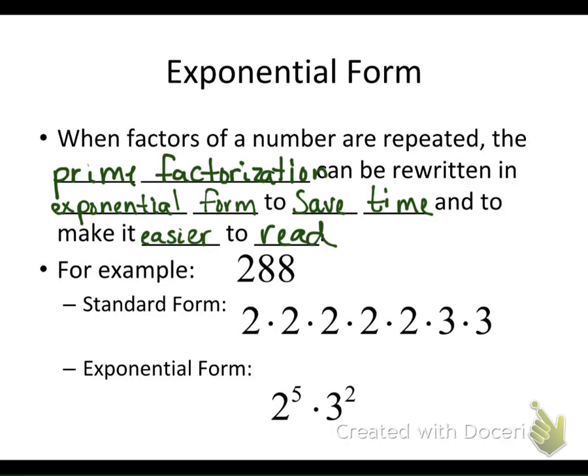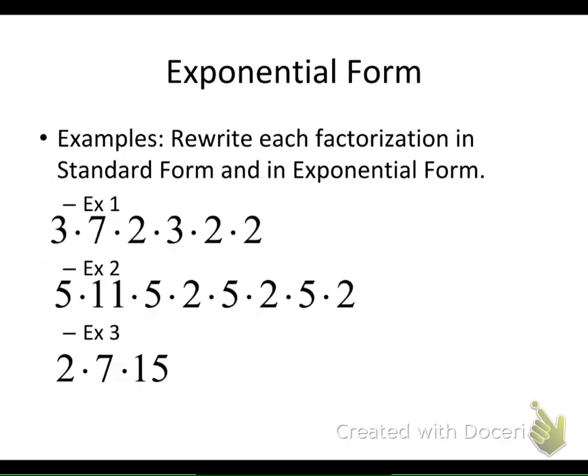So let's take a look at example number 1. What I want you guys to do is rewrite each factorization in standard form and exponential form. We have 3 times 7 times 2 times 3 times 2 times 2. The first thing I need to make sure of: are all of these numbers prime numbers? Are all of those numbers up here prime numbers? No. Which of these can I factor further? Any of them? No, so they're all prime numbers.